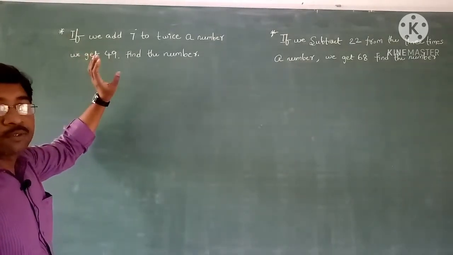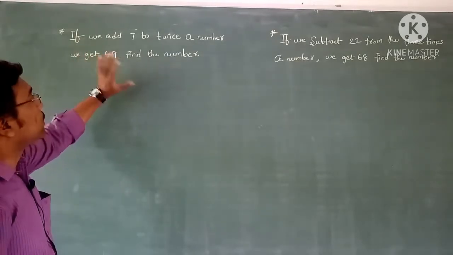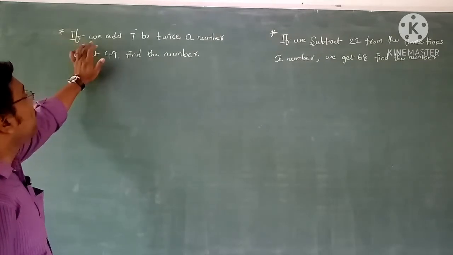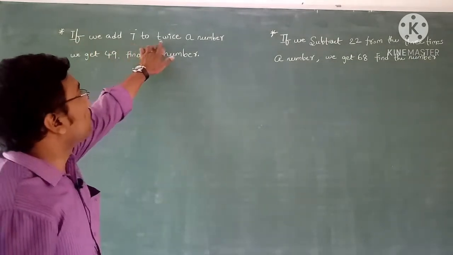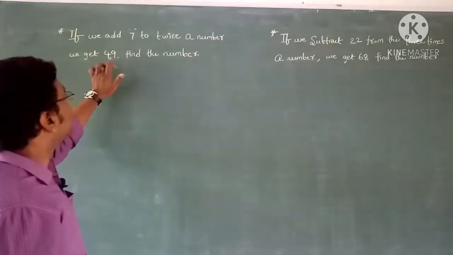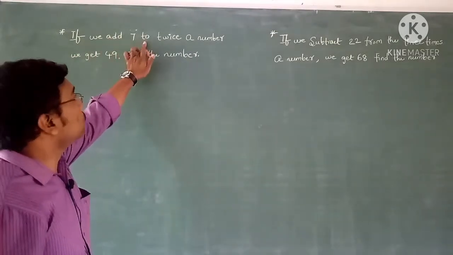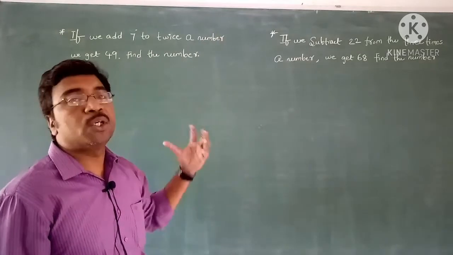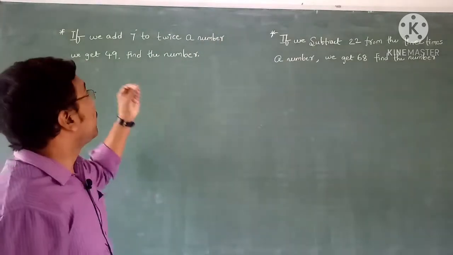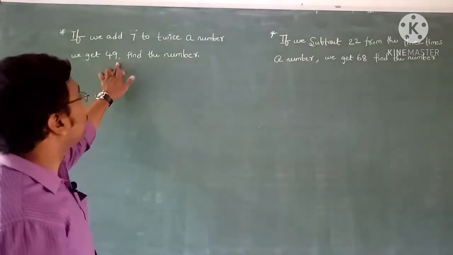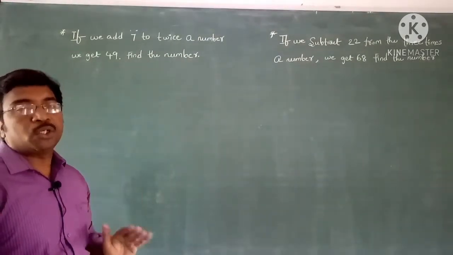Application type of problems on simple equations in chapter 3. See here, what is the problem? If we add 7 to twice a number, we get 49. Find the number. We add 7 to twice a number. We don't know the number, but we have to add 7 to twice of that number. The resultant is 49. Find the number. We don't know the unknown number.